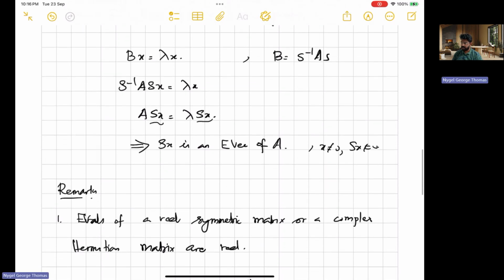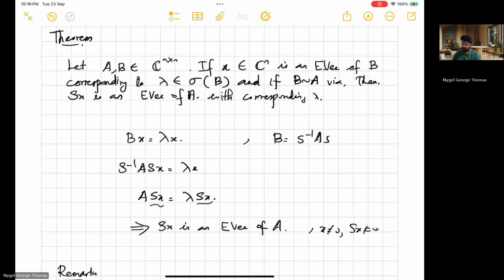Now let's look at another theorem. The theorem here says: if A, B belong to C^(n×n), we have two matrices, and X is an eigenvector of B corresponding to lambda. So lambda and X are an eigenvalue-eigenvector pair of matrix B.